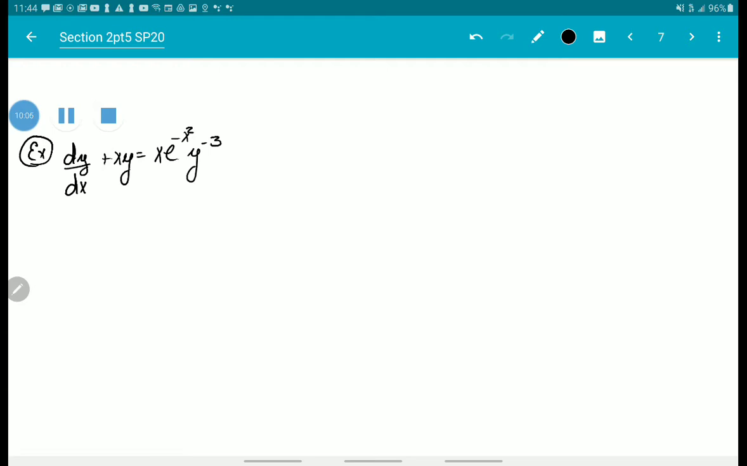So let's do another one. We have dy over dx plus xy is equal to x e to the negative x squared times y to the negative 3. So this is written in standard form. We do have a 1 in front of that dy over dx. We have this y term here that has a function of x in front of it. And we have everything else on this side. So notice that y to the negative 3, that's your sign that this is Bernoulli.